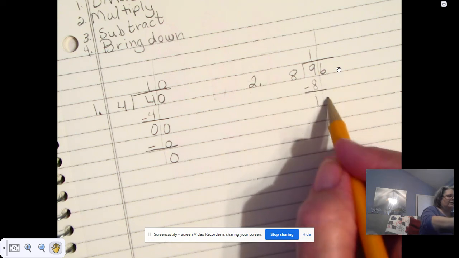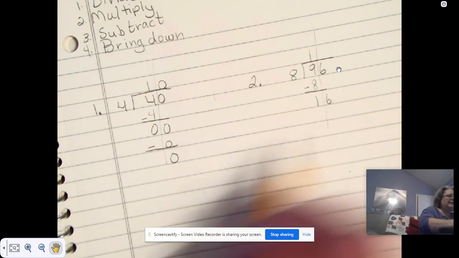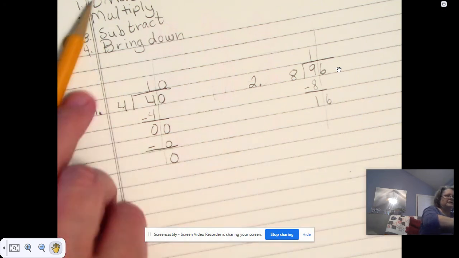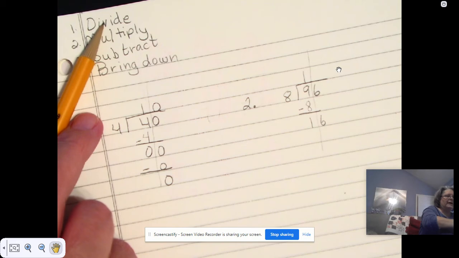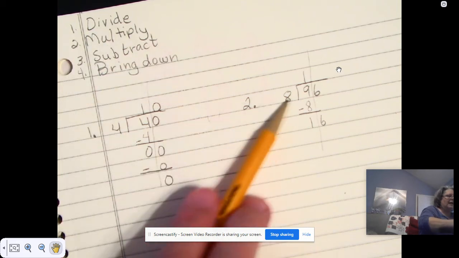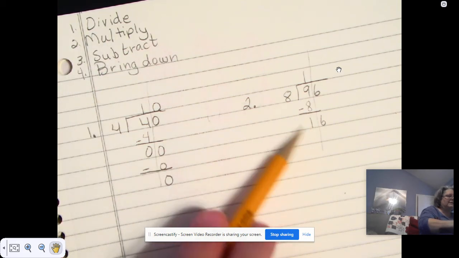And then we bring down. We bring down the 6. And we go back to the top of our steps. We're back to divide. We say how many groups of 8 go into 16.